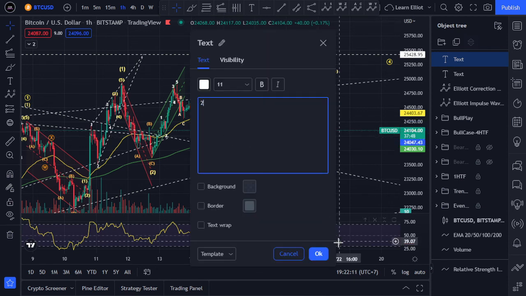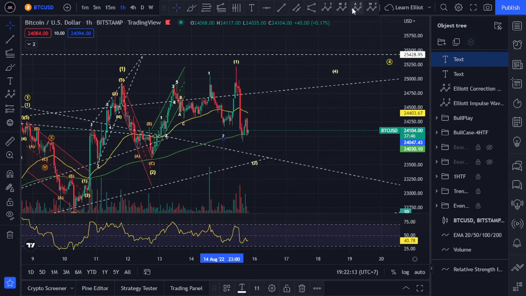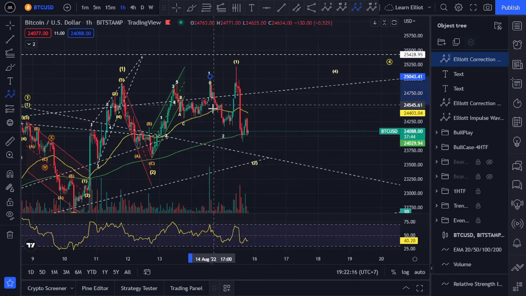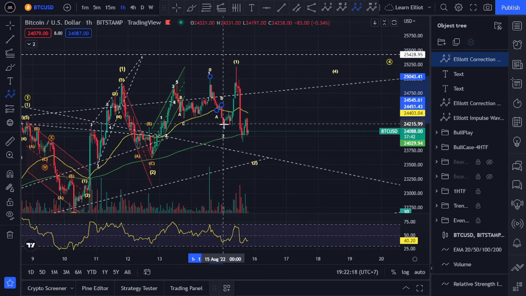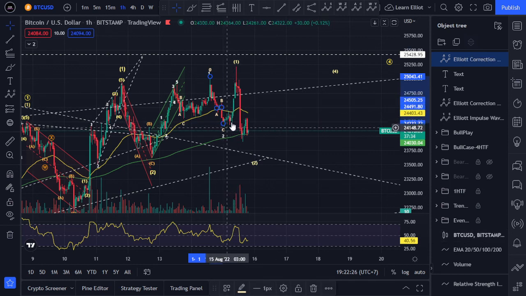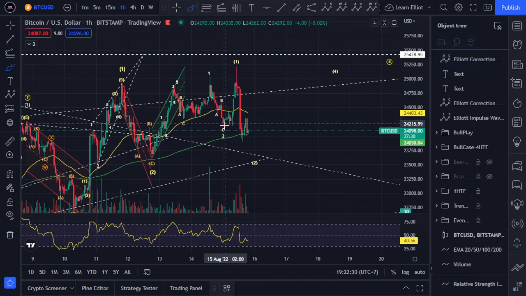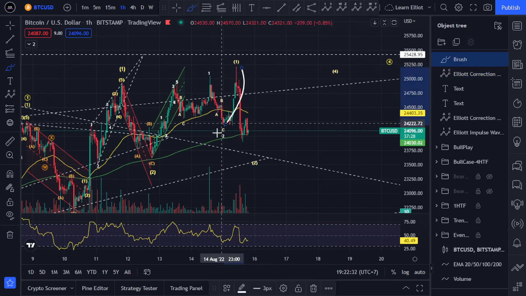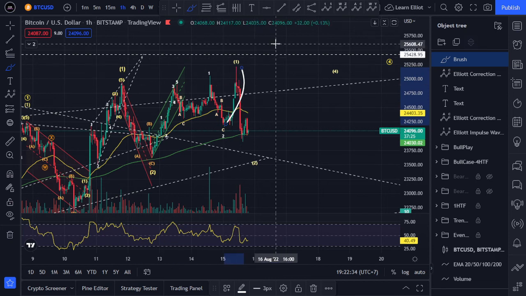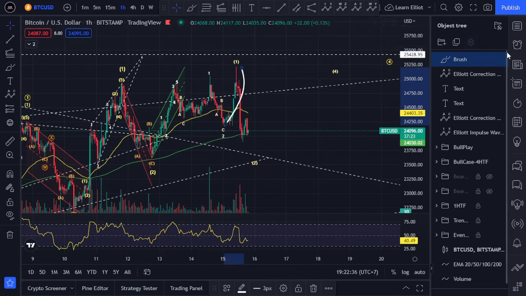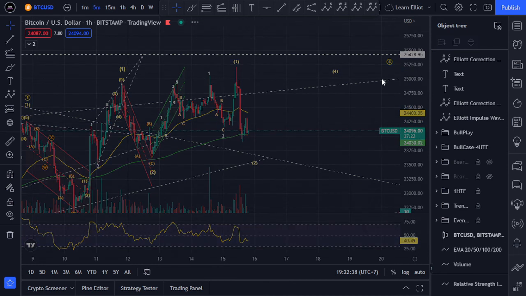This is the second one, and another minuscule ABC correction here, an A here, a B here, and a C here. So, we're all set now, and I'm assuming that we have another minuscule impulsive move down from this to this. This is a fifth wave complete if we count it maybe in the 5 minutes time frame here.